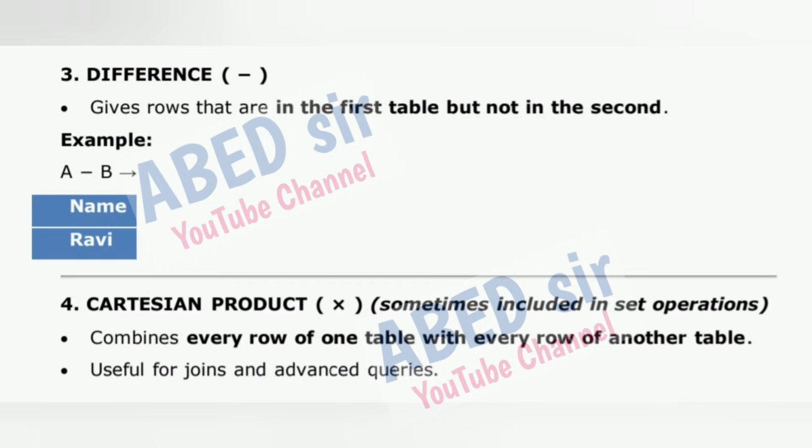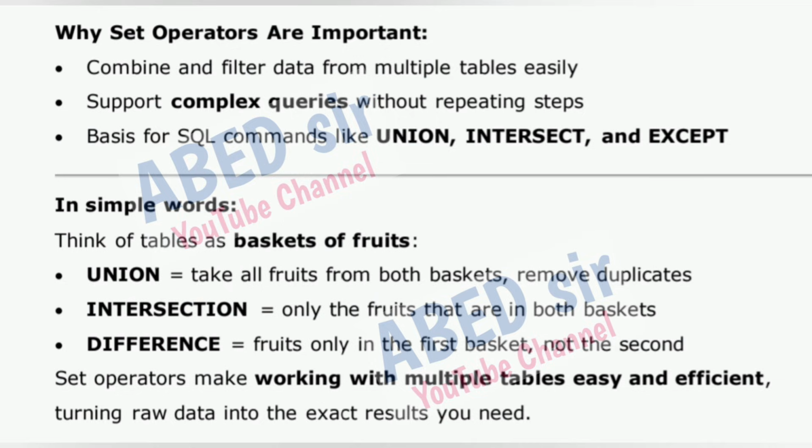4. Cartesian product, sometimes included in set operations, combines every row of one table with every row of another table. It is useful for joins and advanced queries. Why are set operators important? They combine and filter data from multiple tables easily, support complex queries without repeating steps, and are the basis for SQL commands like UNION, INTERSECT, and EXCEPT.